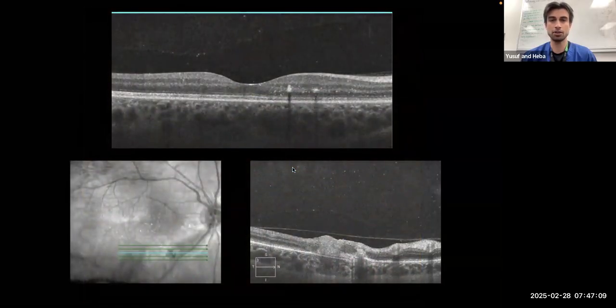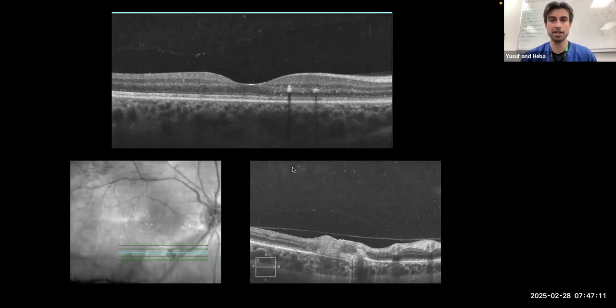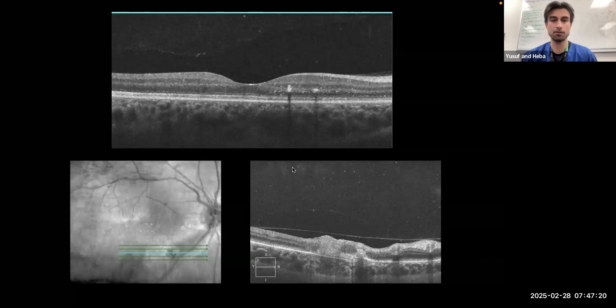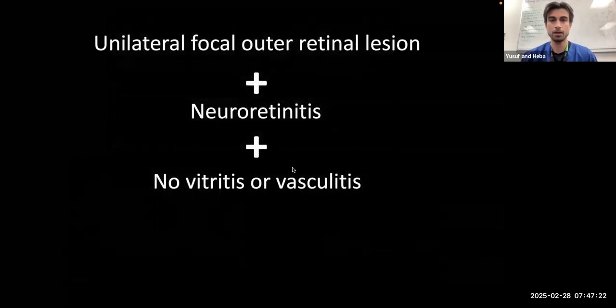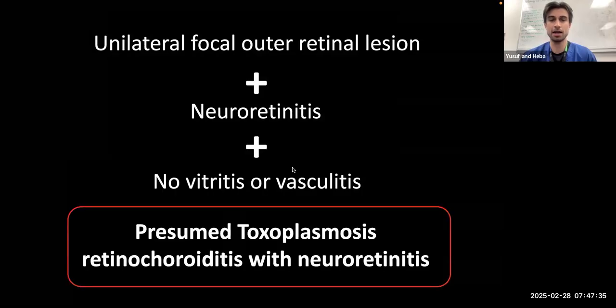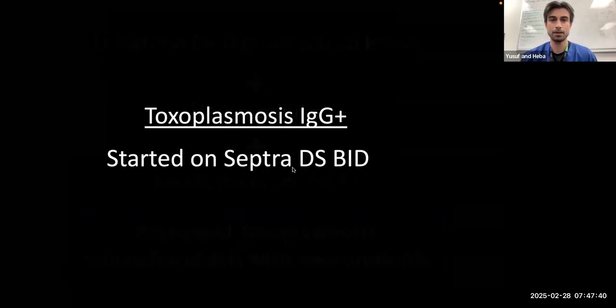OCT through the macula showed some hyperreflective material in the Henle's layer in keeping with a macular star, and OCT through the lesion in the inferior macula demonstrated a primarily outer retinal lesion. So this patient had a unilateral focal outer retinal lesion, a mild neuroretinitis, and no vitritis or vasculitis. And despite the patient not having any vitritis, we did think that this patient had toxoplasmosis with a mild neuroretinitis.